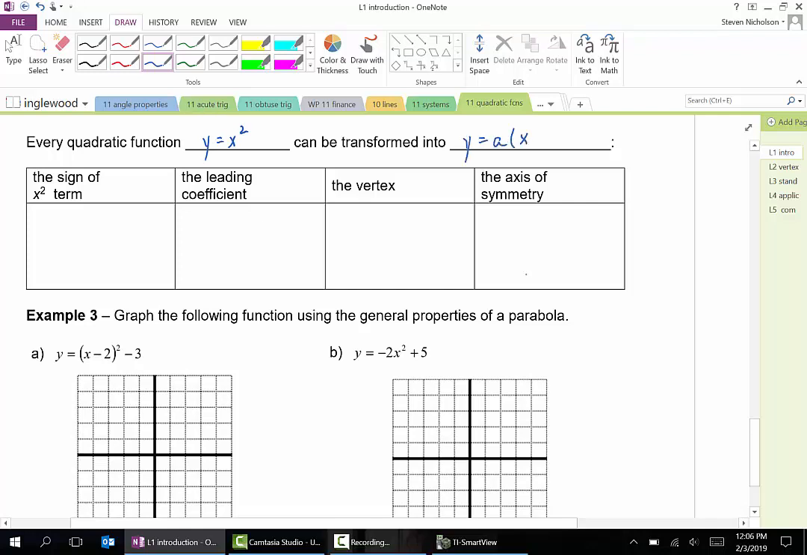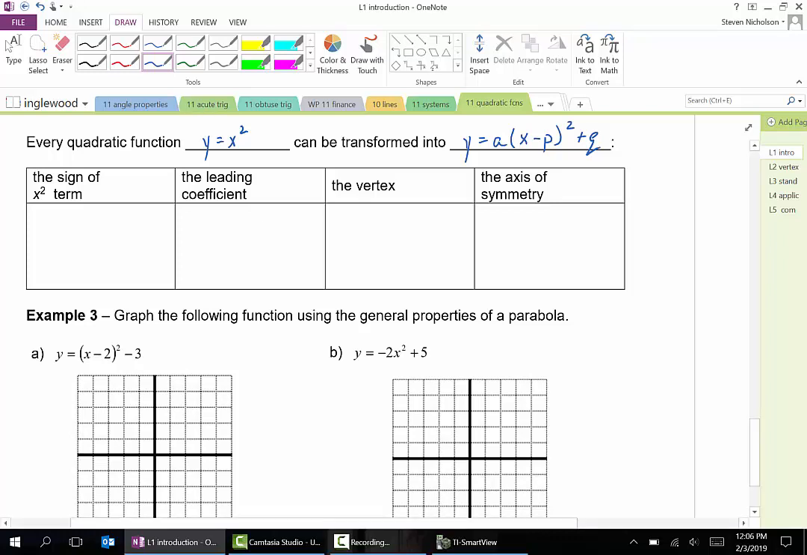So for every quadratic function that looks like that, we can do a few things to it. We can put a number in front, we can put a number in the bracket, or we can put a number at the very end. And depending on what these numbers are, our parabola moves around, it stretches, it compresses, it flips upside down, it does all these things. So there are a few important ideas that help us decide what's happening.